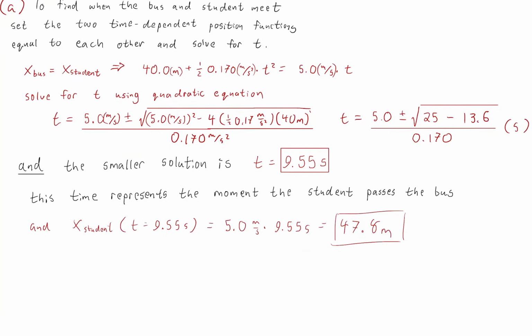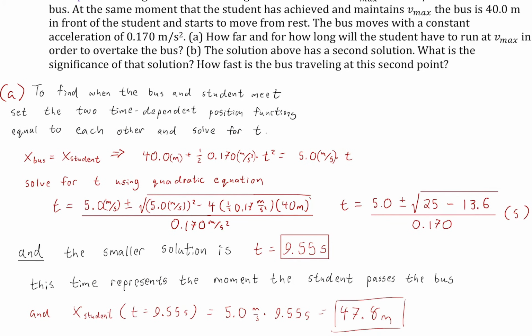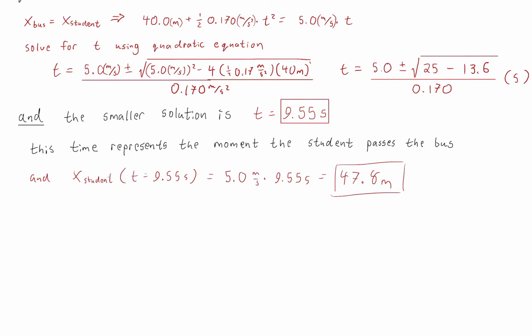But she made it. Now, in part B, I asked, the solution above has a second solution. The quadratic equation does here. And the second solution is positive, so that probably means it means something. So what is the significance of that solution? And I say that it's positive and that's important because if it's a negative solution and it's time, you can throw it out because that makes no physical sense. But since it's a positive solution, it does make physical sense. What's it telling us? Well, let's look.